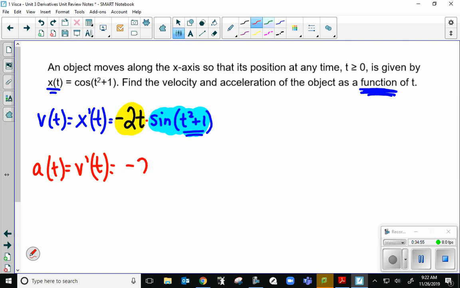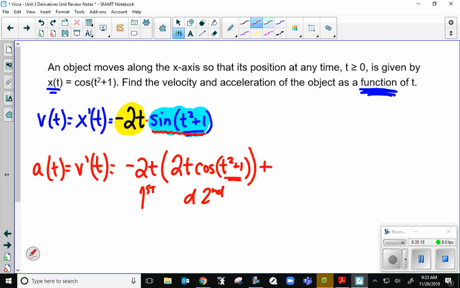First, negative 2t times the derivative of the second. The derivative of sine is cosine, and this stays the same, t squared plus 1. But I also got to take the derivative of the inside, which is another 2t. First times derivative of the second, plus the second just as it is. That's the sine of t squared plus 1. That's the second times the derivative of the first. The derivative of negative 2t is just negative 2.